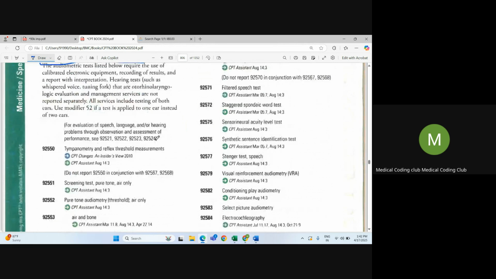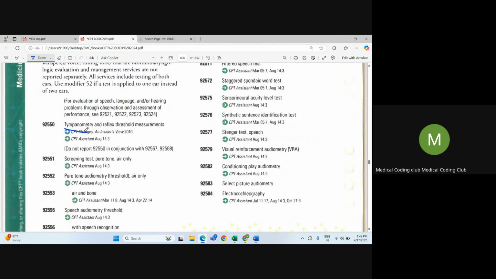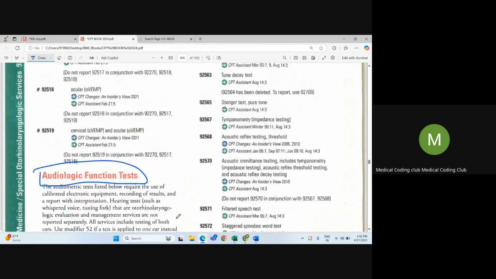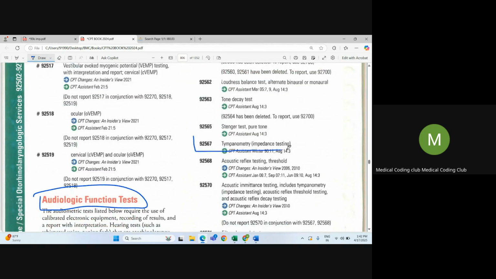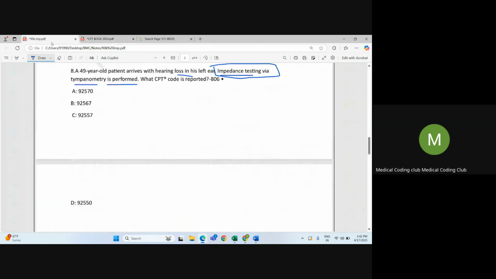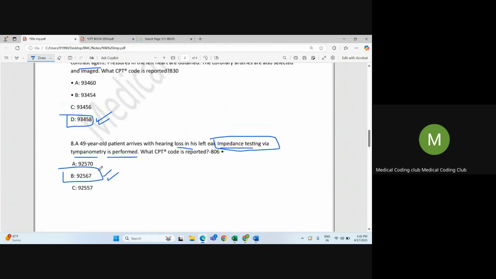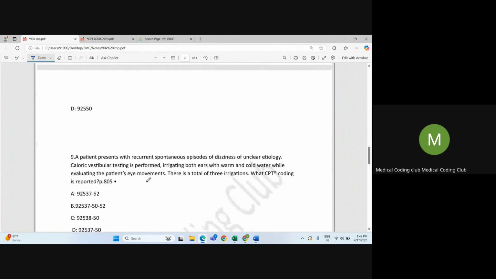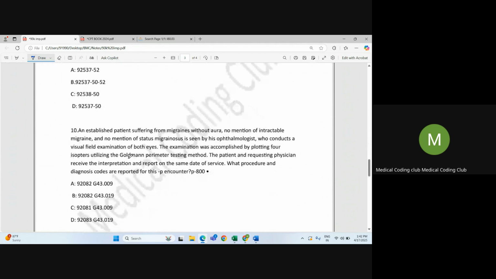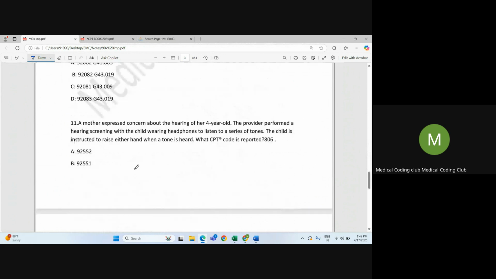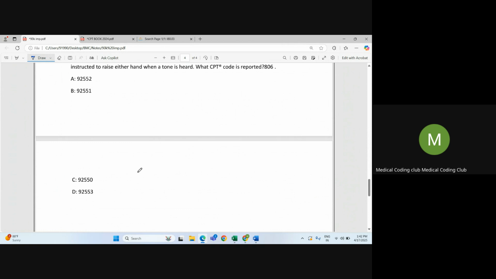Under tympanometry, look for impedance testing. Audiologic function test. Under audiologic function, tympanometry impedance testing, 92567. Okay, option B is correct. So next question. Wait, one more audio related question is there.